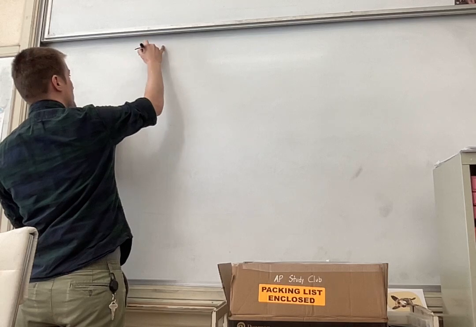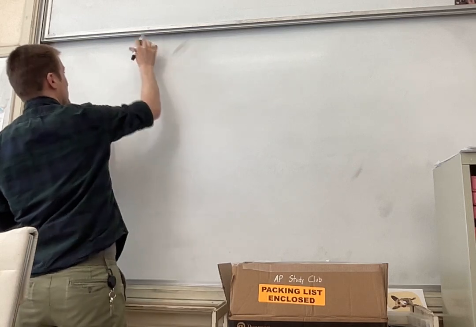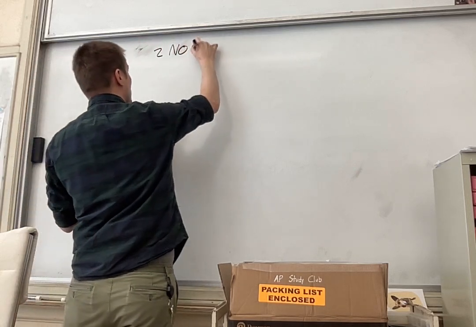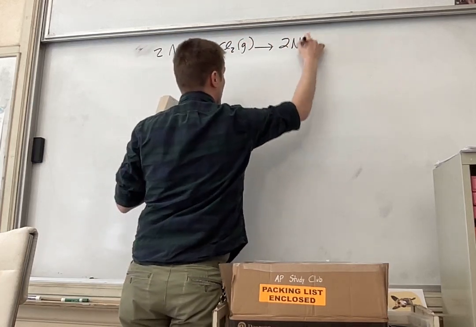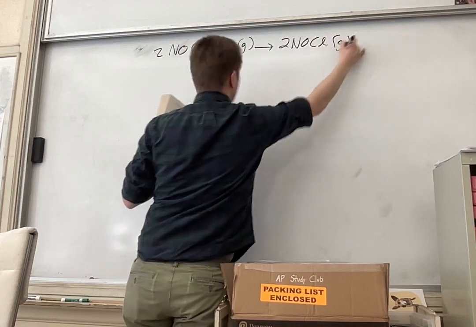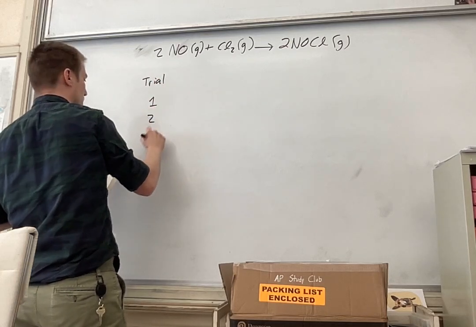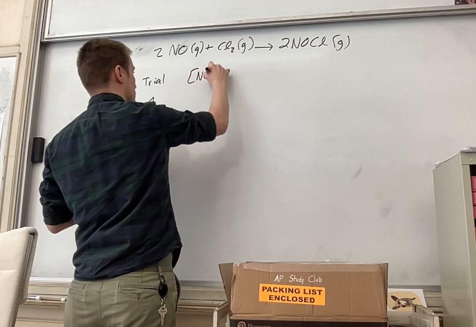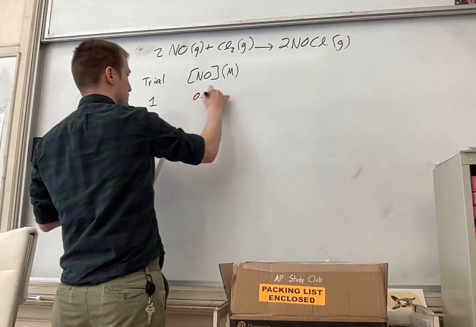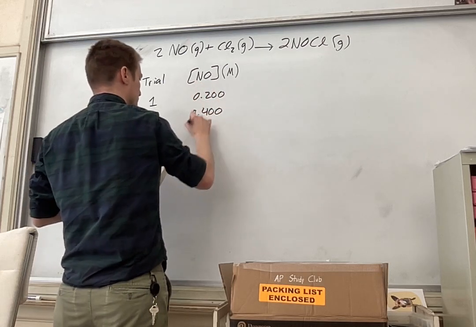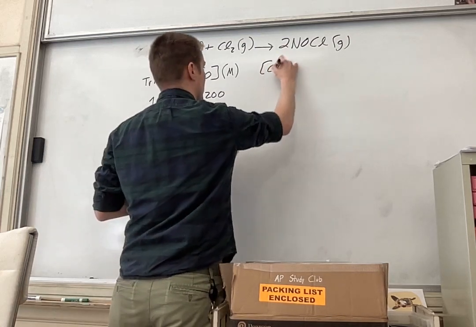Okay, so let me just throw up a data table here. This is from that book. Let me put the reaction equation that I'm talking about: 2NO gas plus Cl2 gas makes 2NOCl gas. Okay, and we'll look at a few trials for concentration of NO in moles per liter: 0.2, 0.4, 0.2, 0.4. Hopefully this will ring a couple of bells.